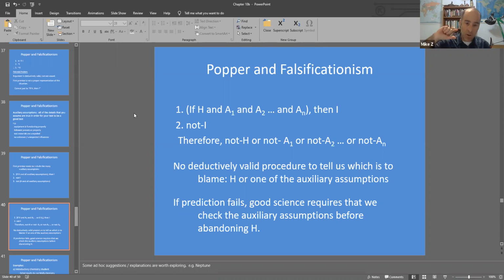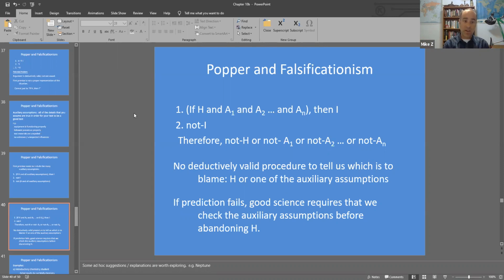So if the experiment does not turn out as expected, that is, the test implication turns out to be false, then what? Right? One of those things in that conjunct in the first premise is false. Either the hypothesis is false, or auxiliary assumption number 1 is false, or auxiliary assumption number 2 is false, or auxiliary assumption number 3 is false, or some combination of auxiliary assumptions is false. The problem, if it's not already obvious, is that there's no deductively valid procedure that's going to point us in the direction of exactly which of the auxiliary assumptions is the one that's false.